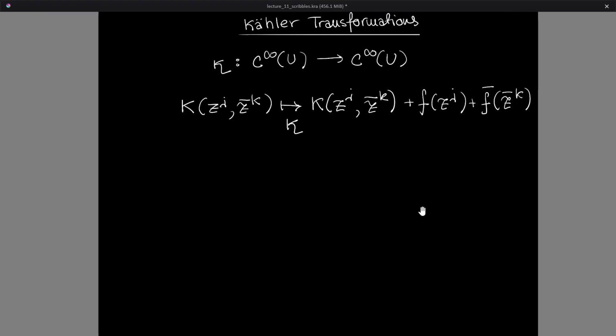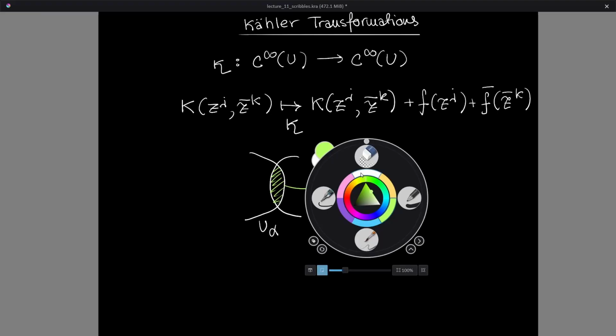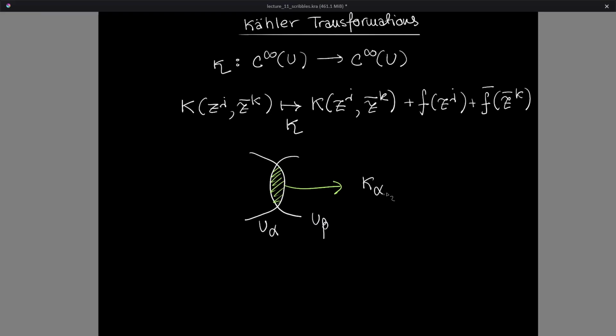What we're trying to say is that, remember we were trying to do this local to global patching on the overlaps. So on the overlaps between U alpha and, let's say, U beta, our favorite two, here what we require is K alpha is equal to some kappa of K beta, where kappa is a Kähler transformation.